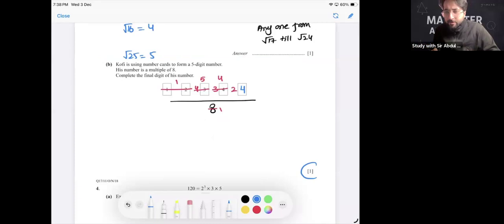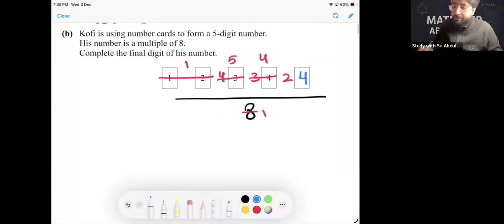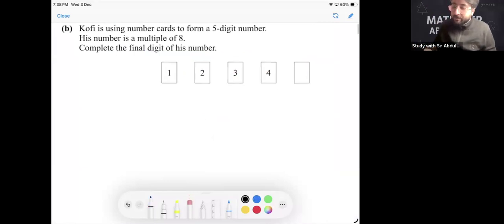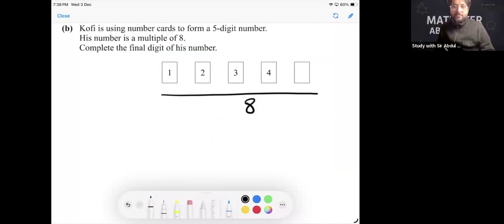Sir, can you explain part B again? Yeah, I can. I'm repeating the question, so please pay attention, everybody. Kofi is using number cards to form a 5-digit number. 4 of the digits are in front of you. His number is a multiple of 8. Multiple of 8 means that this number can be divided by 8. Is this clear to you, Zainab?